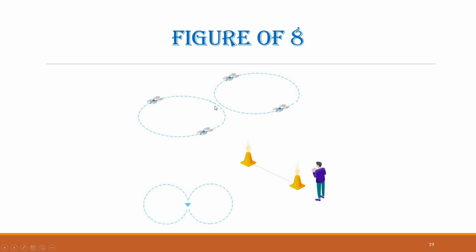A helpful technique during practice is to mentally or verbally call out the clock positions as the drone moves. This reinforces spatial awareness and helps ensure that your movement remains smooth and controlled throughout the entire maneuver.